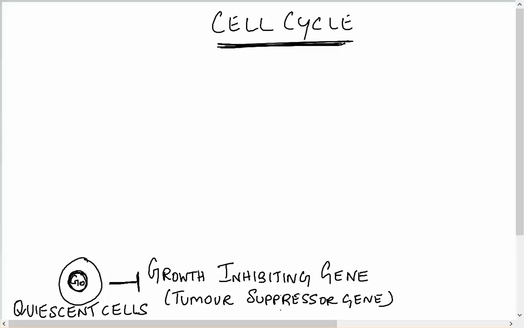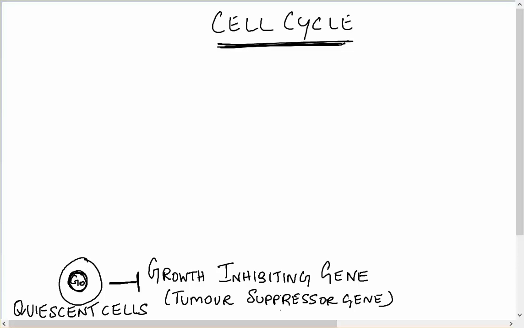So why are the cells in the quiescent stage, the non-dividing stage, the G0 stage, in a stable tissue? Because of these genes called growth inhibiting genes. Until this gene is active, they will not allow the cell to go into division, they will not allow the cell to progress in the cell cycle.